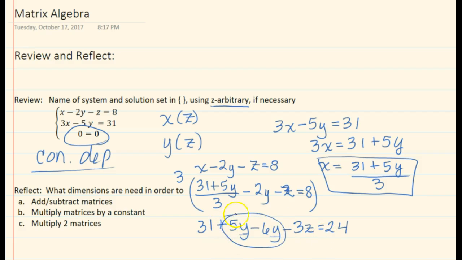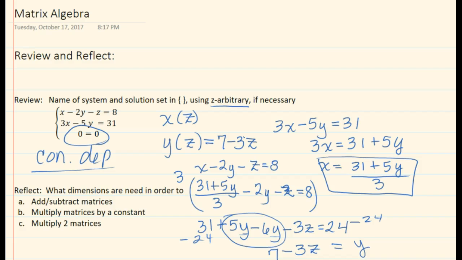Z I know is arbitrary, so we just need to start solving for y. When I add these two, I get negative y, so I'm going to bring it on the other side, so it becomes a positive y. On this side, I have negative 3z. I'm going to subtract 24 from both sides, and I get 7. So I now have that y is the same thing as 7 minus 3z.